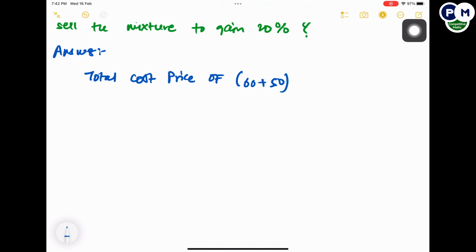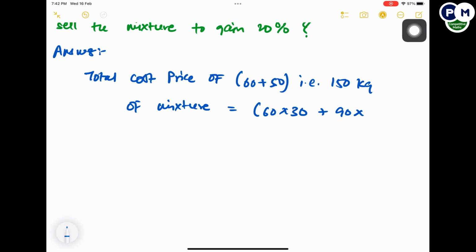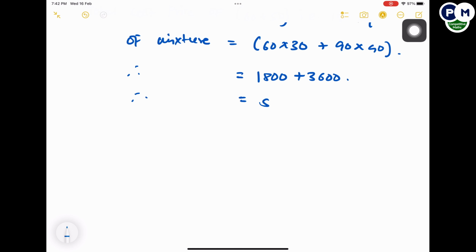Total cost price of 60 plus 90 equals 150 kilograms of mixture equals 60 times 30 plus 90 times 40 equals $5,400. Cost price per kg of mixture equals 5,400 divided by 150 equals $36 per kg. Now, required gain equals 20%. Therefore, required selling price per kg of mixture equals 120 by 100 multiplied by 36 equals $43.20 per kg.